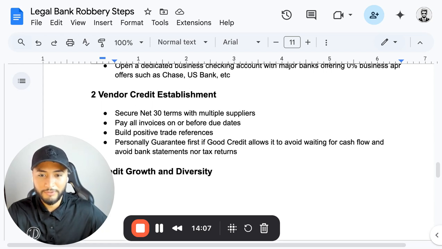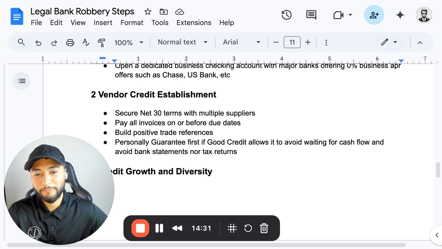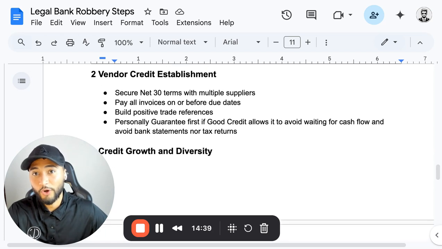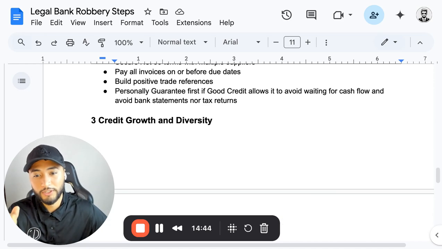Then the vendor credit establishment. This is honestly not necessary if you have good credit. But if you don't have good credit, you definitely want to start out with building net 30s with different suppliers, paying them on time, to build a positive history on the business side. And yeah, personally guarantee first if good credit allows it, because otherwise you would have to depend on your cash flow and your good business credit, which is the non-personally guaranteed business credit, which is far more difficult to acquire than personally guaranteed business credit.